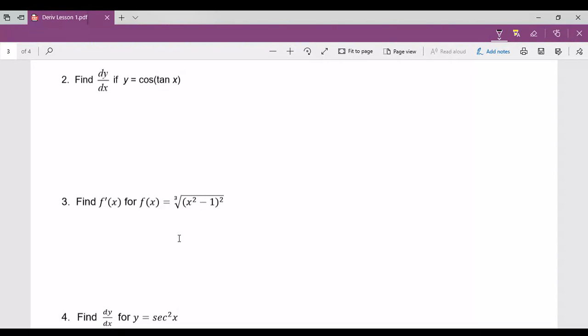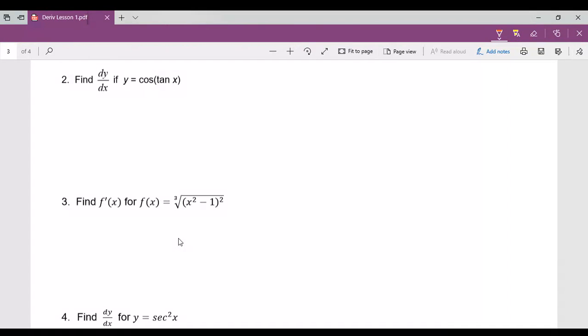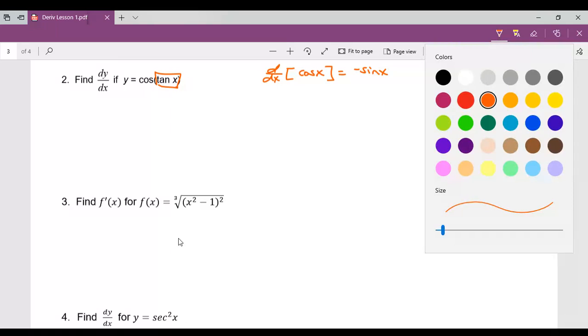It says find dy dx if y is equal to cosine of tangent of x. So again, this isn't cos times tan x. Cos doesn't exist. This is cosine of tangent of x. So in your head, the derivative rule I want to recall is the derivative of regular old cosine of x. That derivative is negative sine x. So using that now, I can apply the chain rule.